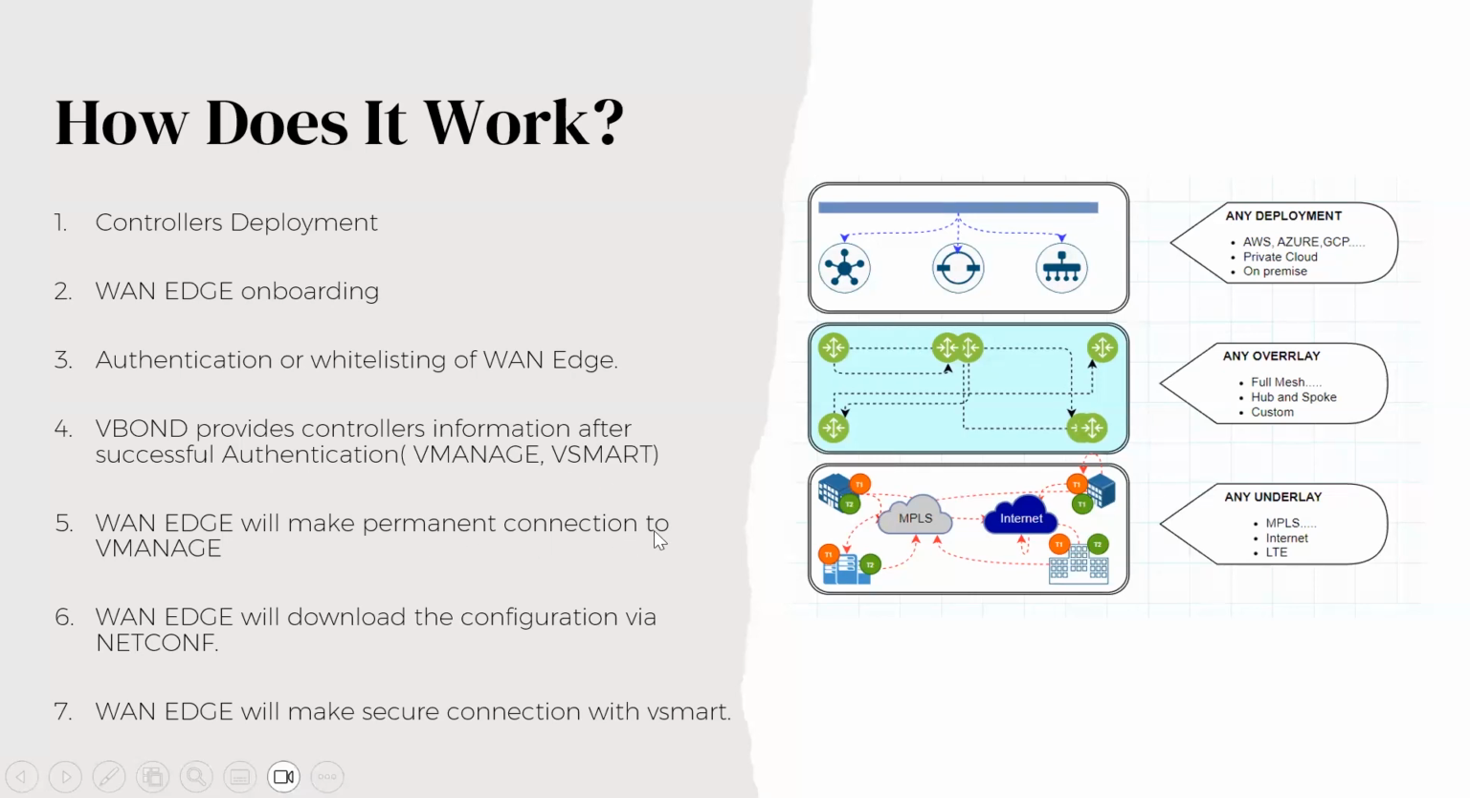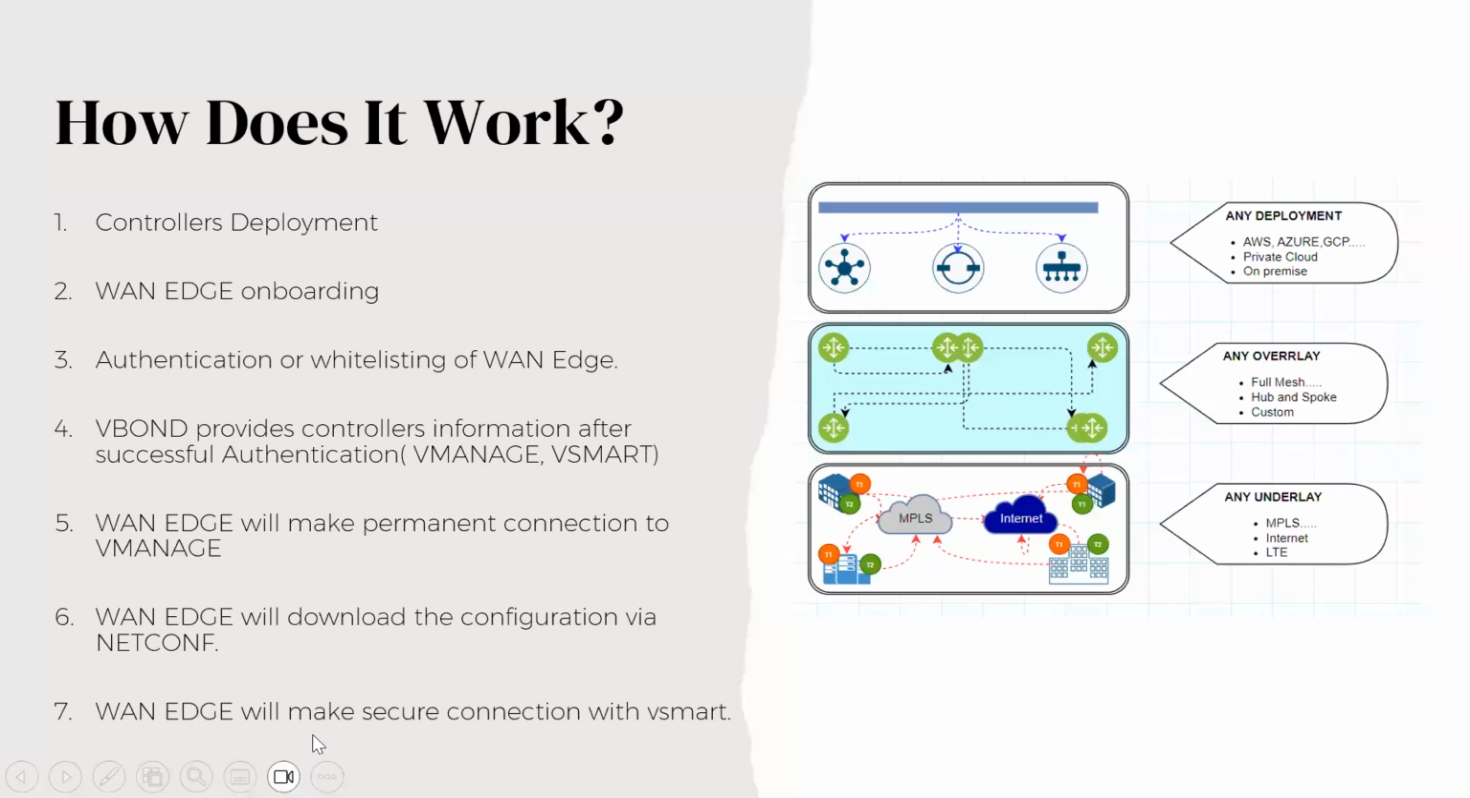For example, a vEdge has two internet connections. One is via internet service provider Airtel, and another is via Jio. Now, the vEdge will make a permanent connection, and it will pick a particular transport, any of the two, and make a permanent connection to the vManage.